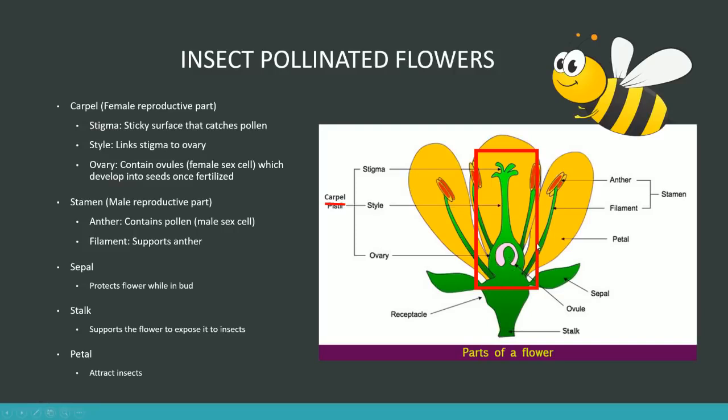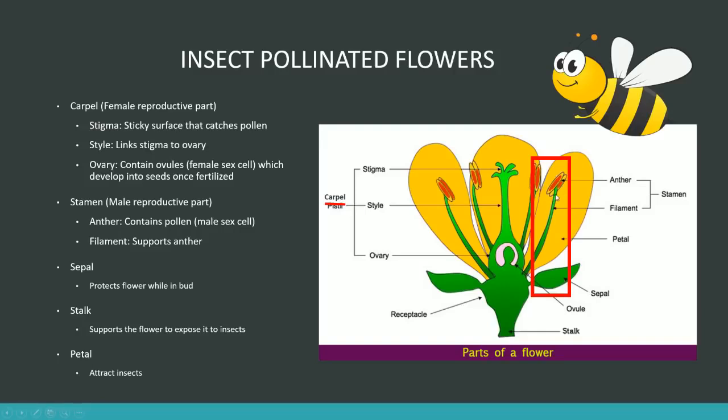So if you have a female sex cell and a female reproductive part, you need to have a male reproductive part, which is the stamen. The stamen contains the anther and the filament. The anther contains the pollen, which is the male sex cell, and the filament, which basically supports the anther.